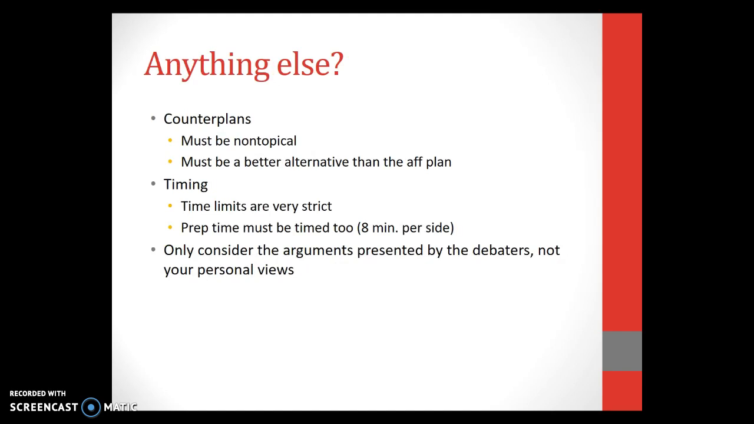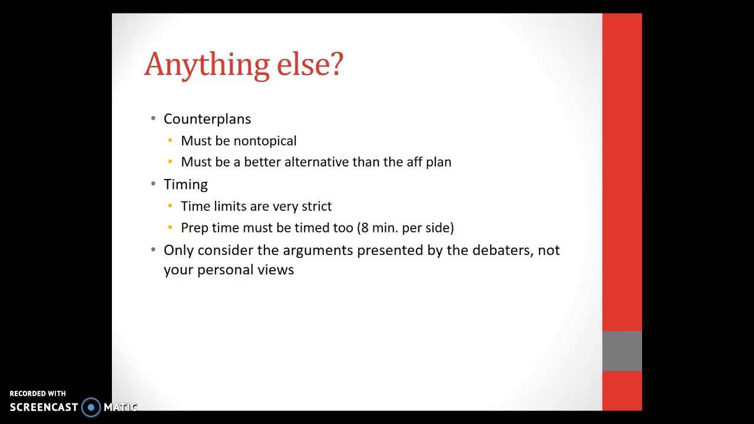So what else do you need to know? Well, there are a few other things to know. One is about counterplans. Counterplans are not very common, but they are something to know about. A counterplan is a negative plan that's presented as an alternative to the affirmative plan. In order to succeed, a counterplan must be non-topical, which means it doesn't fit the resolution. If it fits the resolution, it's sort of like the negative team scoring a basket for the other team, because they've done the resolution.